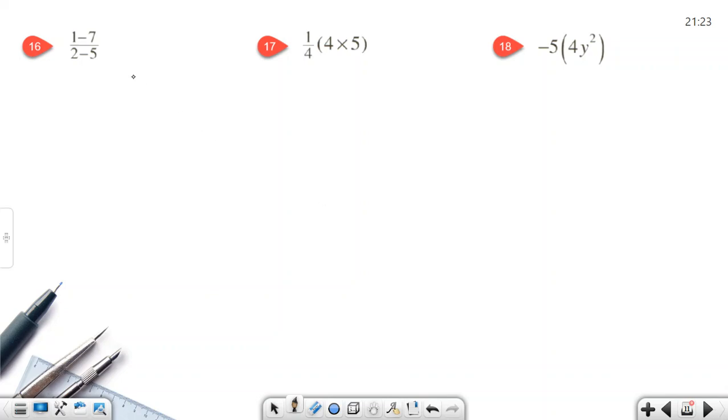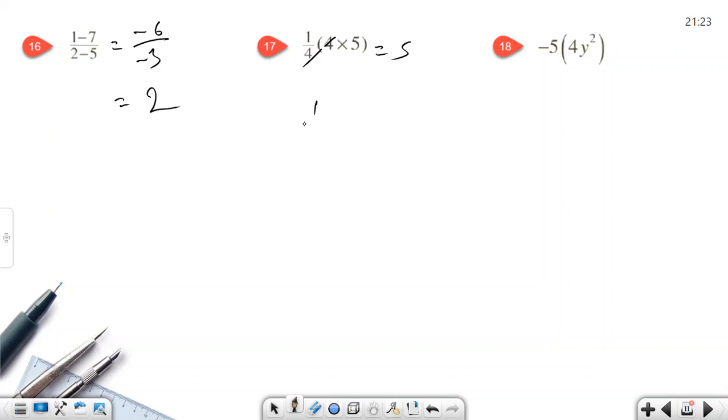Okay, order of operations, it doesn't take much time. 1 minus 7 is minus 6, over 2 minus 5 is minus 3. That's going to be negative divided by negative, which is positive. 6 divided by 3 is 2. 4 times 5, you can directly cancel this 4, 4 divided by 4, because that's not addition. The result is going to be 5.